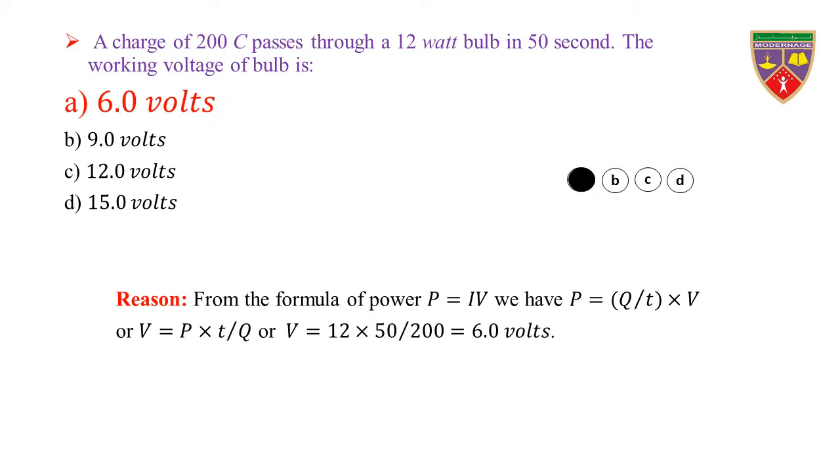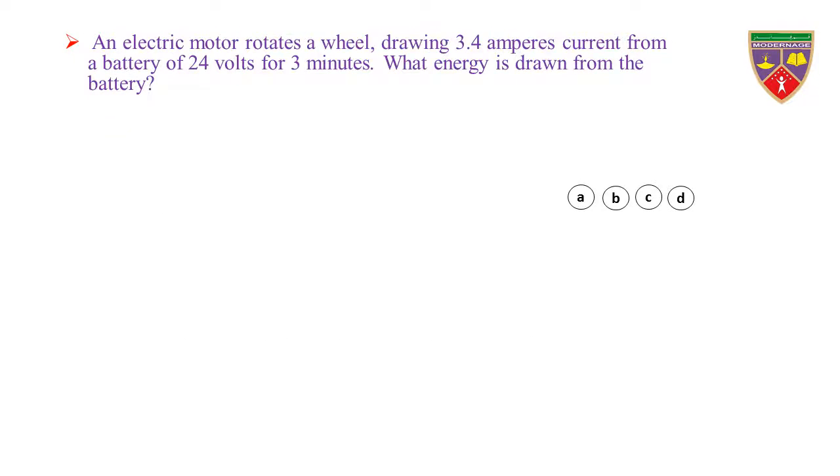Reason: from the formula of power, P is equal to IV, we have P is equal to Q divided by T, which is the definition of the current, into V, or V is equal to P into T divided by Q, or V is equal to 12 into 50 divided by 200, which is equal to 6.0 volts. Hence, the working voltage of the bulb is 6.0 volts.